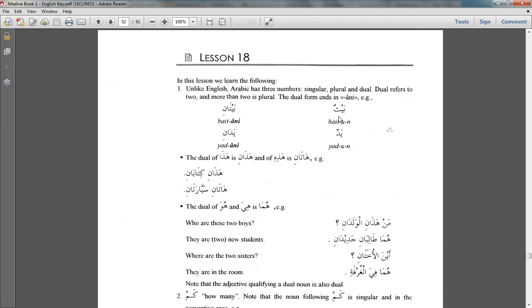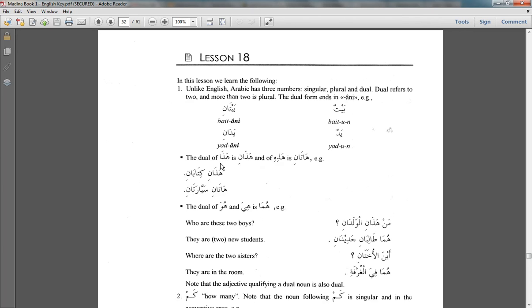Okay, so baytun, one house, a house. Baytani, two houses. Yadun, a hand. Yadani, two hands. The dual of hada is hadani, and of hadihi is hatani.